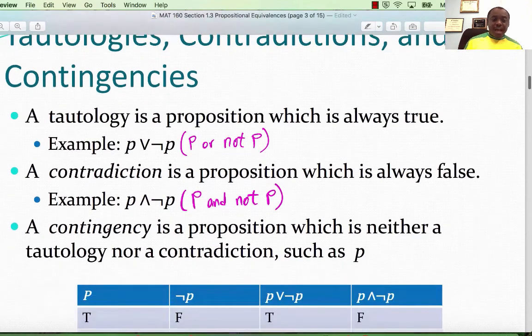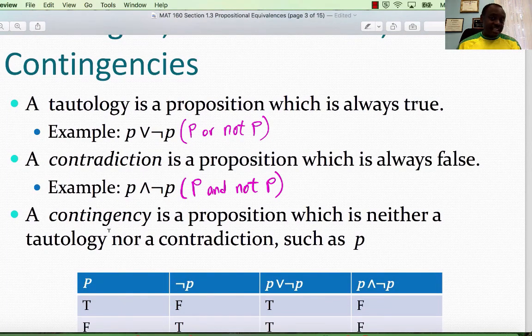And thirdly, we have a contingency. A contingency is a proposition which is neither a tautology nor a contradiction. It's just a proposition. It could be true or false depending on more information. So for example, P: he played soccer this morning. We need more information before we can conclude whether it's T or F.